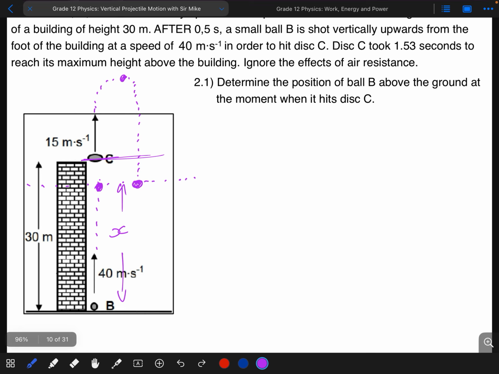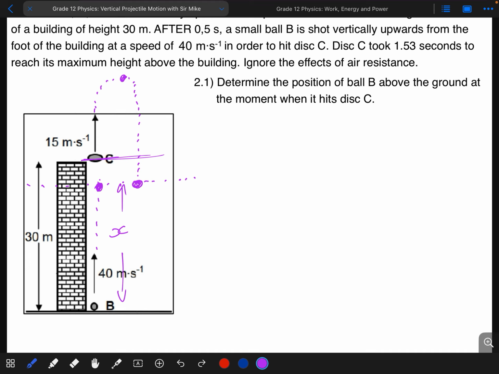Right. So what I'm simply going to do, and remember that we said they want us to determine the position of ball B above the ground at the moment when it hits disk C. Now, we're simply going to do the same thing. I said I'm going to let this be x.